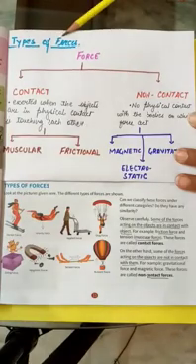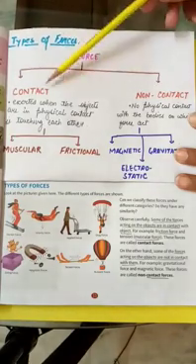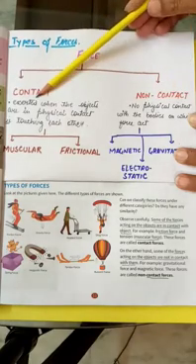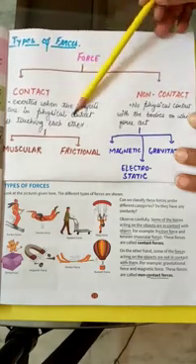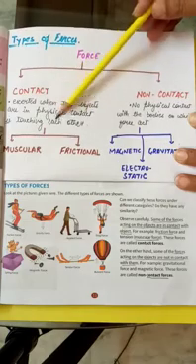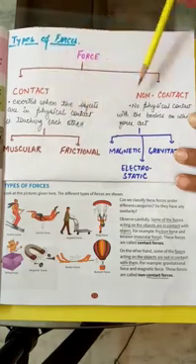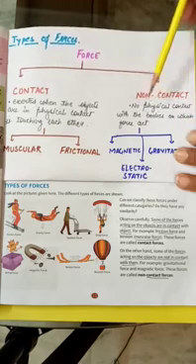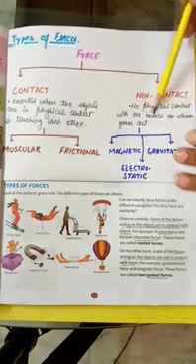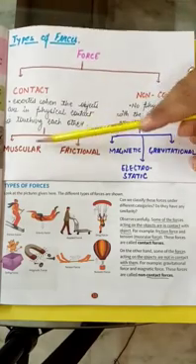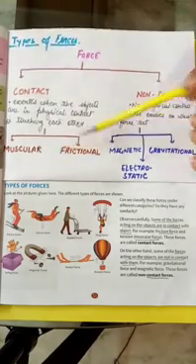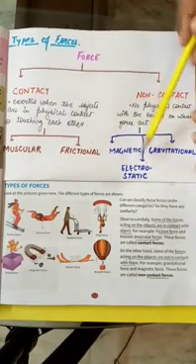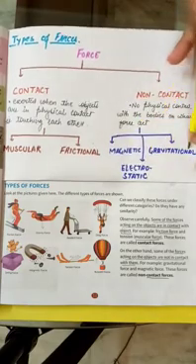Types of forces. There are two types of forces, contact and non-contact forces. Contact forces are exerted when the objects are in physical contact with each other, that is, they touch each other. And non-contact forces occur when there is no physical contact between the objects on which the force is acting. Contact forces are of two types, muscular and frictional. Non-contact forces are of three types, magnetic, electrostatic and gravitational force.